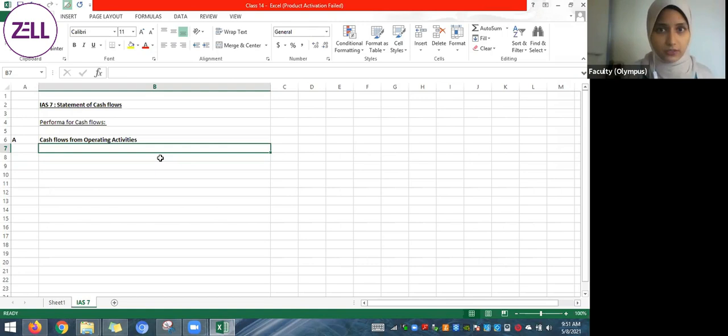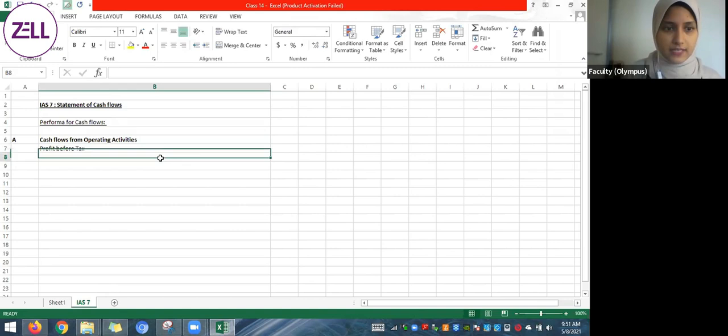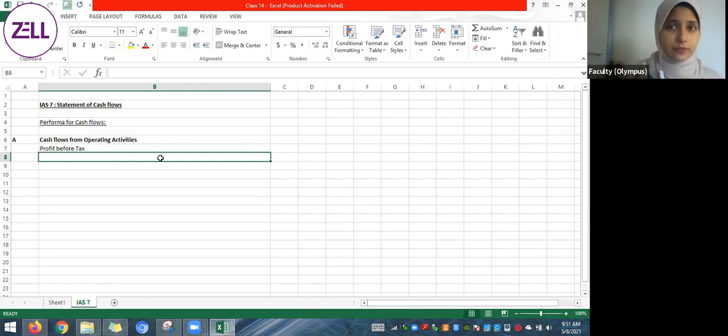So Jayani rightly said that it starts from profit before tax. It starts from profit before tax. You know, think of some line items which I can directly adjust for, which are there in the PL, and they're making it non-cash.